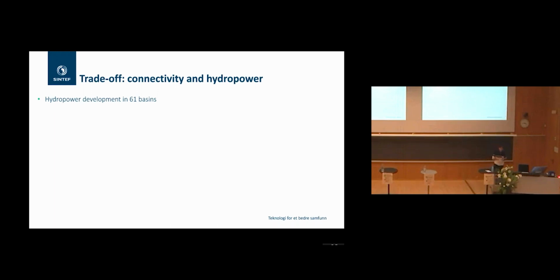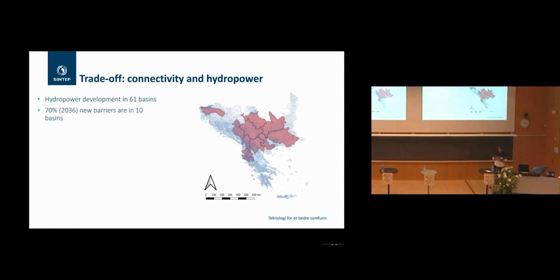Of all these barriers, all the projects are planned in 61 catchments. But 70% of all these projects are only in 10 catchments, which are these ones. It's a big area, but it's not 70% of the total area. So they are concentrated in some catchments.